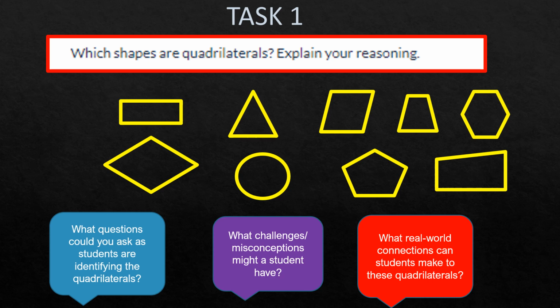And why are those quadrilaterals? Because each one of those has 4 straight sides. And that's the minimal defining definition for any quadrilateral. So they all fit into that category.